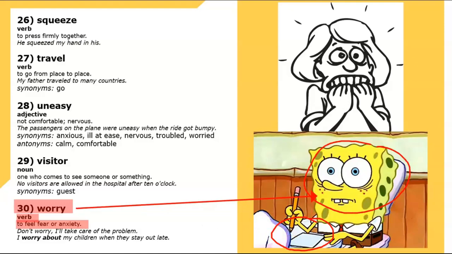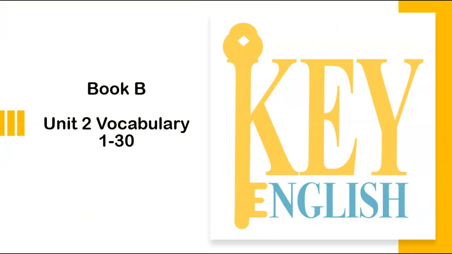Let's look at the example sentence. I worry about my children when they stay out late. If someone is a mom and their children are outside and take a long time coming back home, then that mom can feel worried.